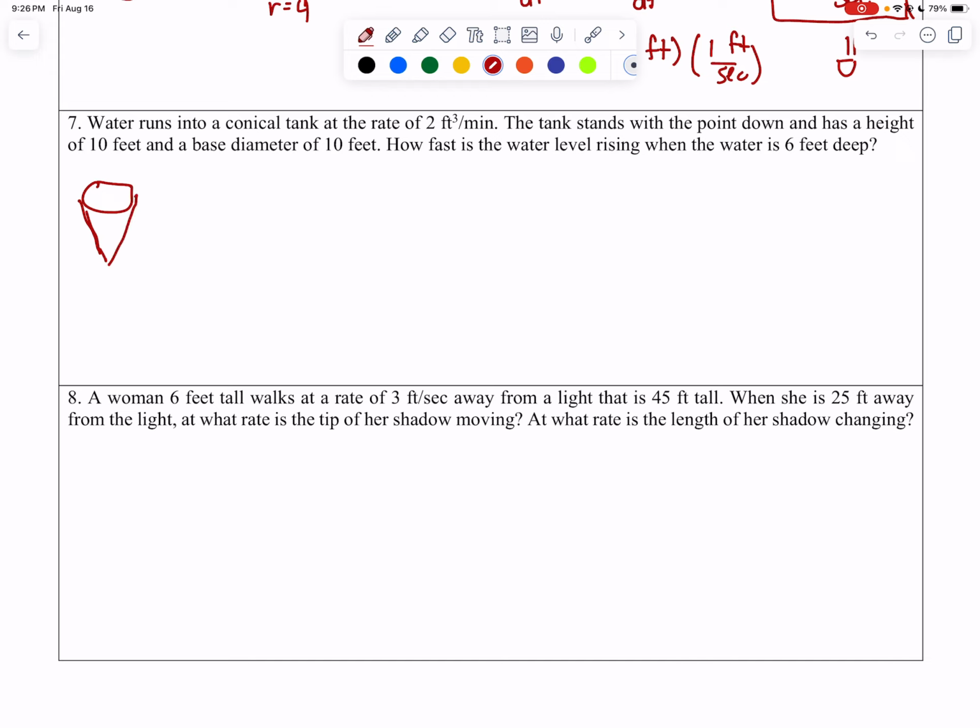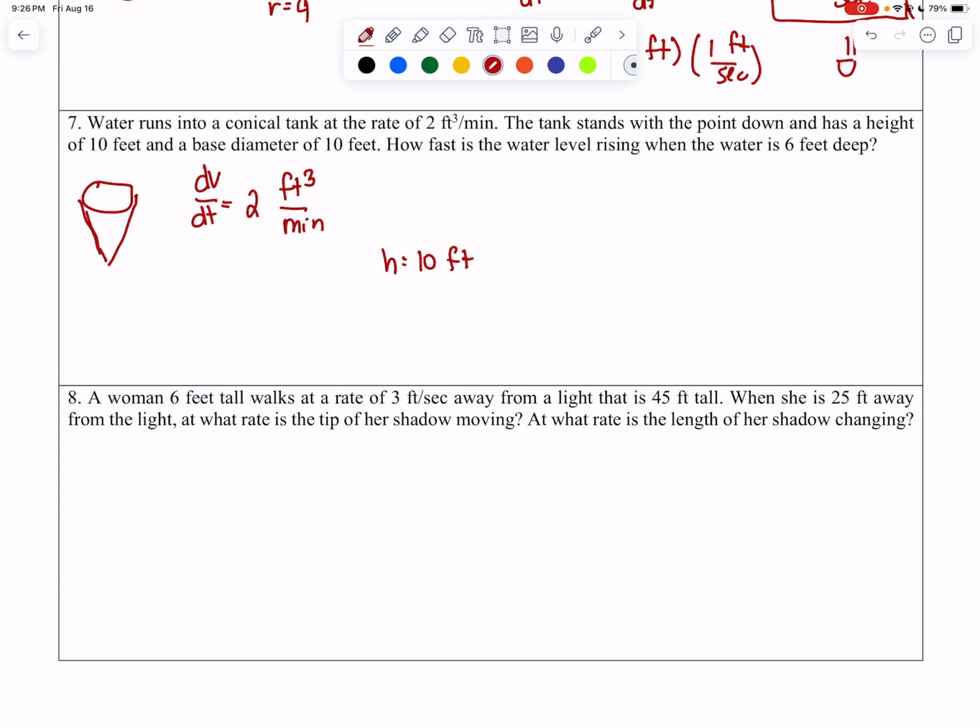cone. And I know that my water is increasing at a rate of 2 feet cubed per minute. The tank stands with the point down and has a height of 10 feet. So I have a height of 10 feet and a base diameter of 10 feet.